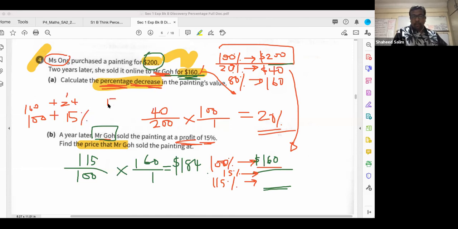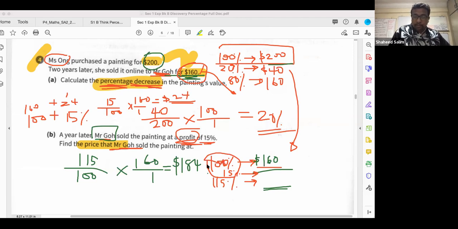This is 15%, right? You don't believe 15%? See, 15 over 100 times 160. This is 15%. What is it? It's $24. If you say he sold a painting for $24, he didn't make a profit, he made a loss lah. So the profit is 15%, which is $24. I must add it to 160. So why do I take 115? I straight away do 100 plus 15, get 115. This is the price, 100%, plus the profit. So this is the total amount he received, which is 184.